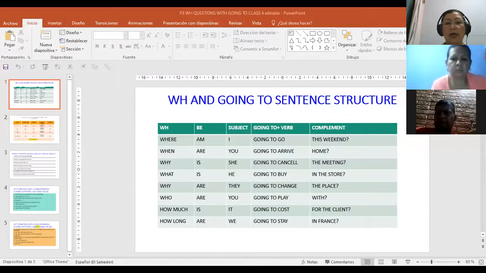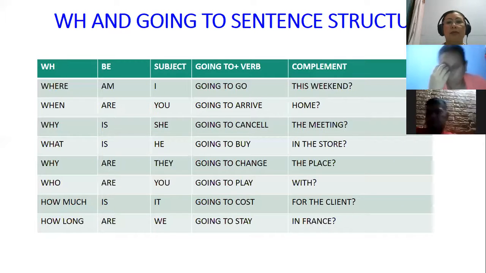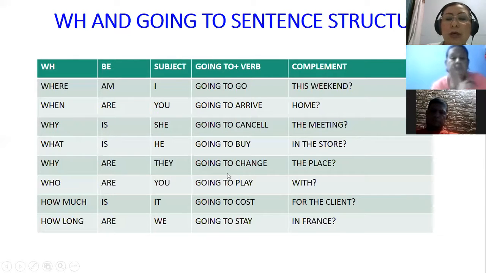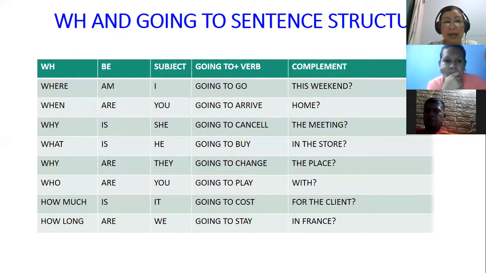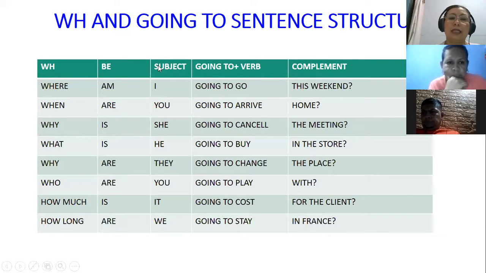Let me go here. Okay, in order to conclude this topic, if you remember last night, we were talking about questions like where, when, why, what, who, how much, and how long, right? So those are the information questions or WH questions, and we say that to ask questions with this, we need to have the WH word first, then the verb be, then the subject, then going to, plus the verb, and then the complement.